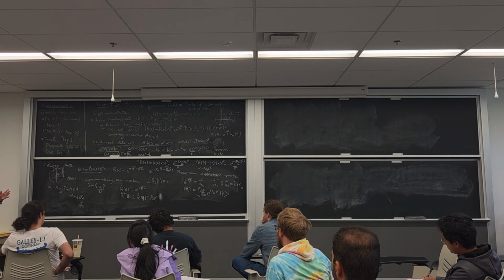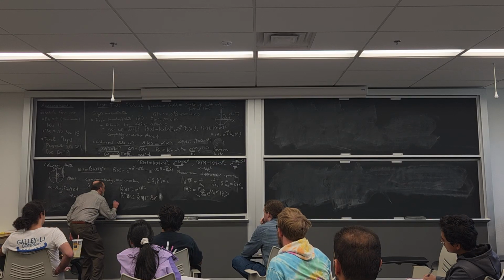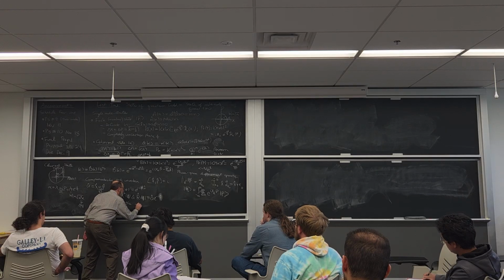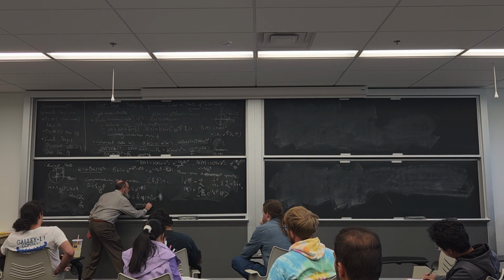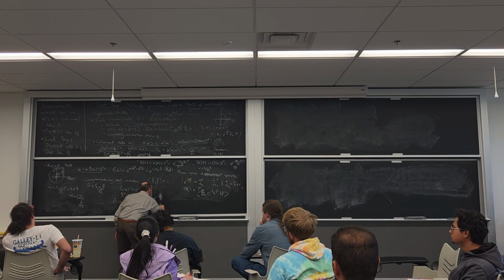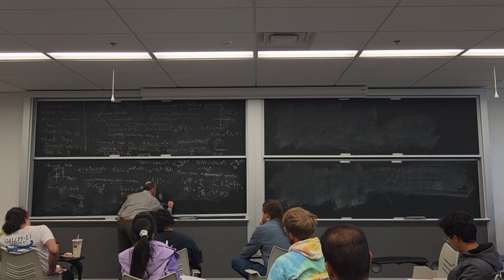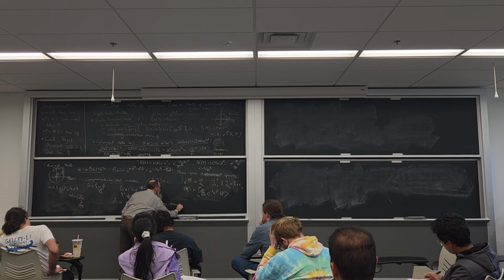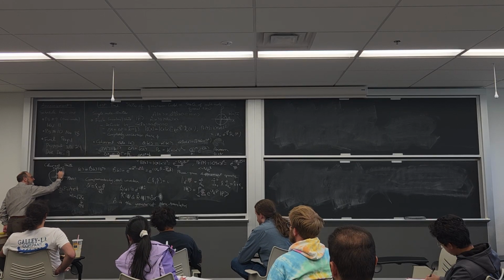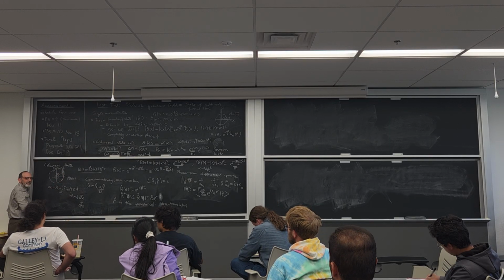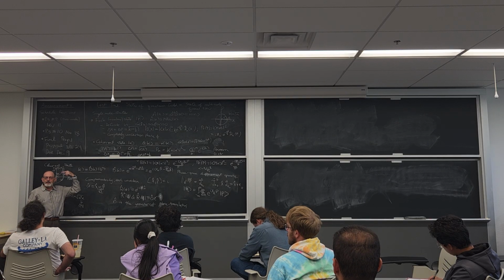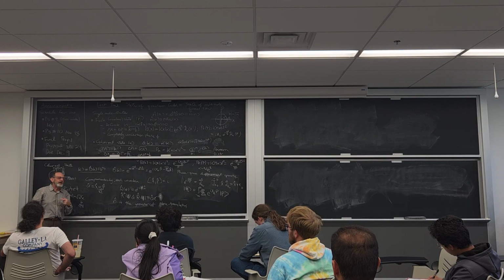What this is telling me is that n is the generator of phase translation. I start in some phase, and I translate along the circle by some amount. I'm translating the phase, okay? So n is the generator of translations in phase.